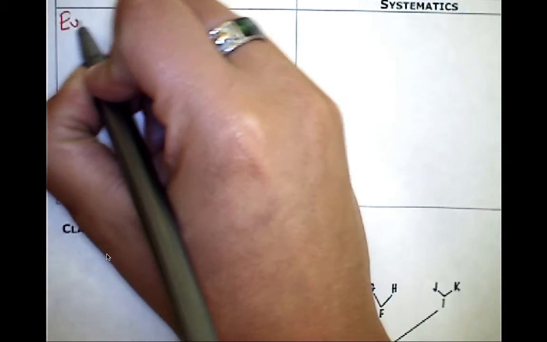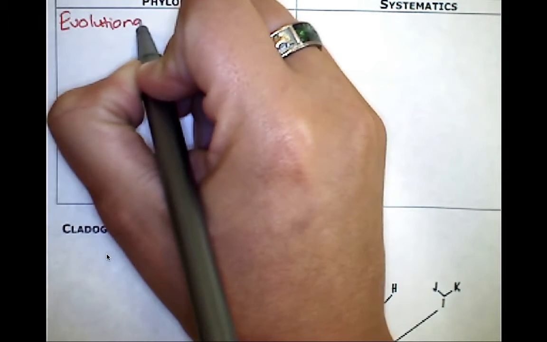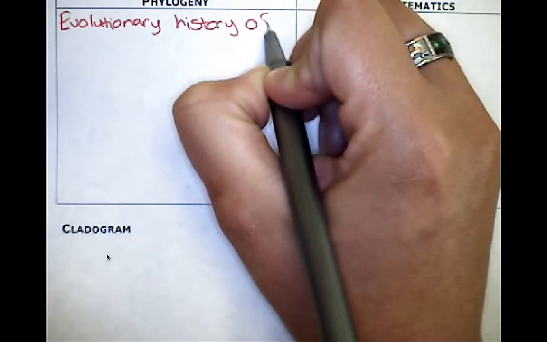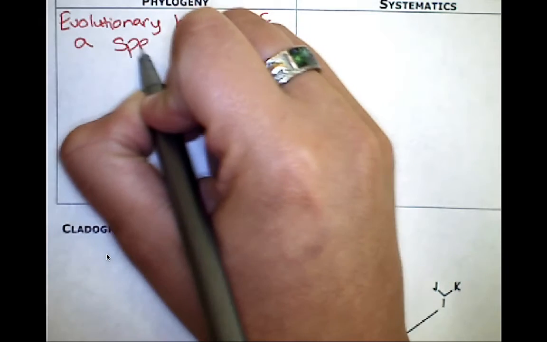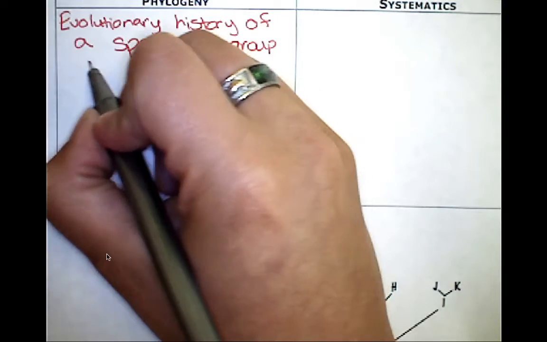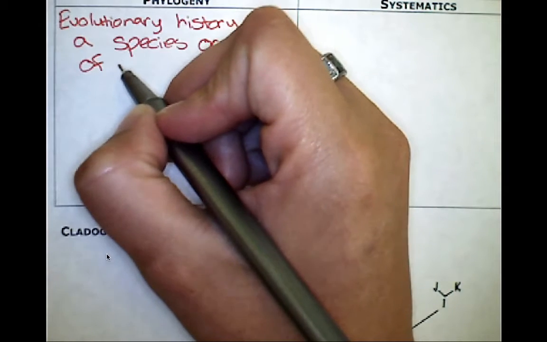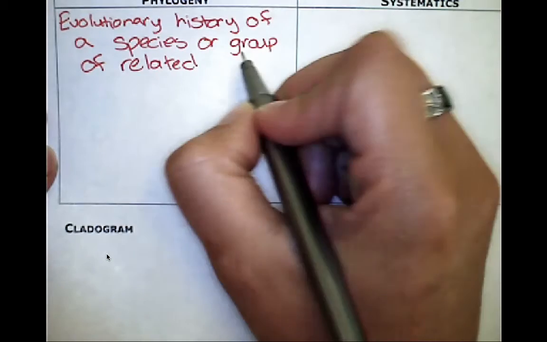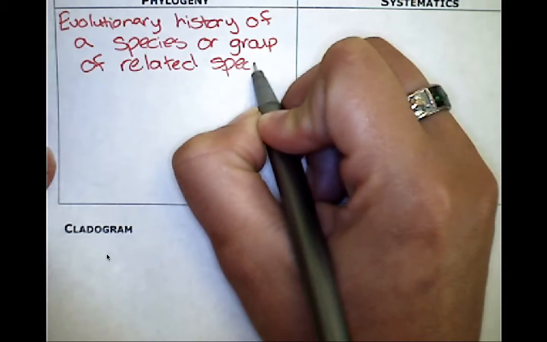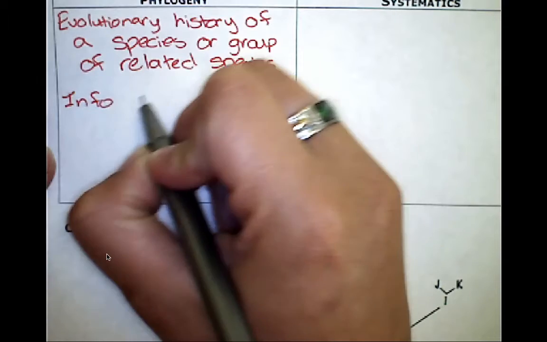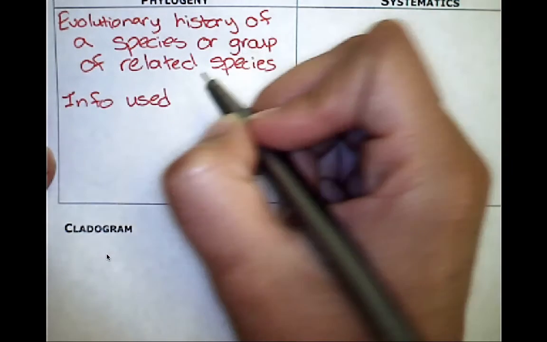So the study of phylogeny is looking at the evolutionary history of a species or group of related species. So you can look at all the mammals or all the vertebrates or something like that. Okay?